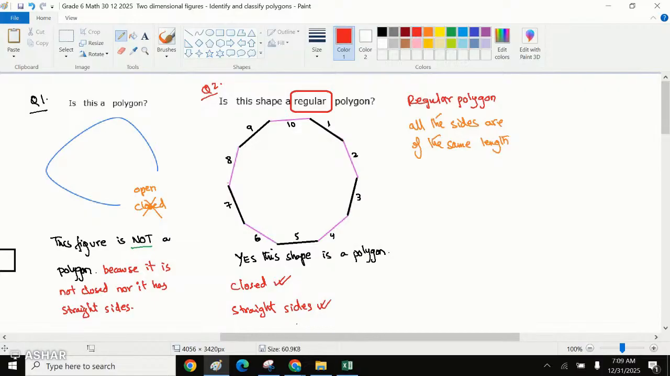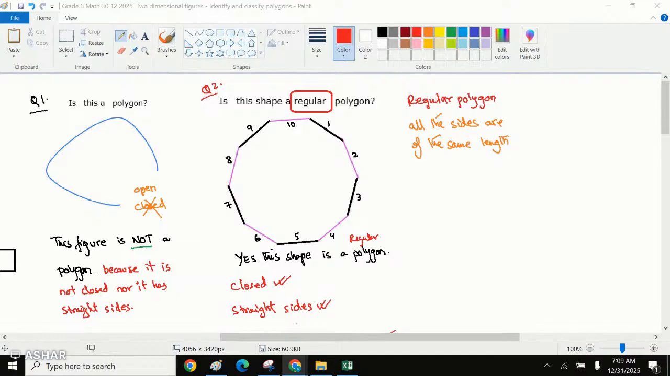So what we write over here is, yes, this shape is a regular polygon because all these sides look the same. Even though the measurement is not given, we can see that by observing.